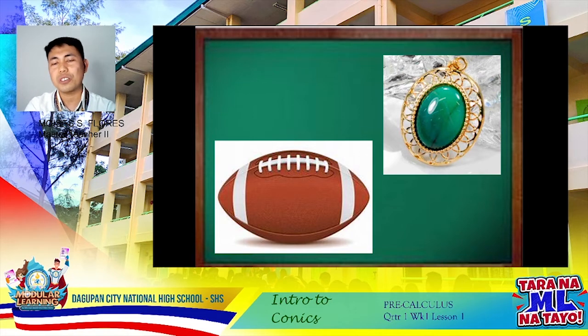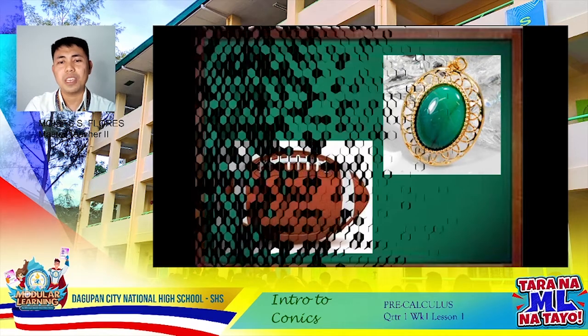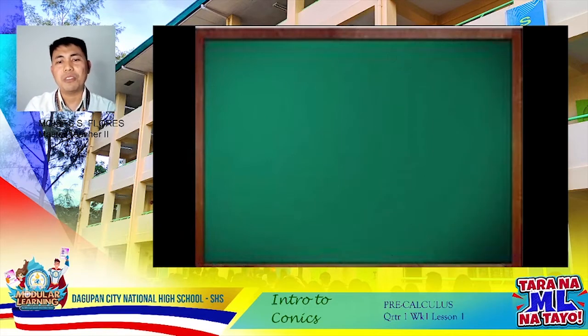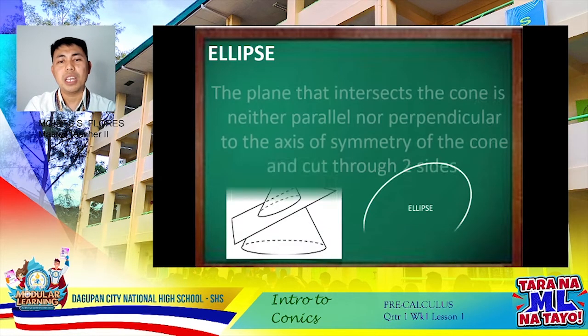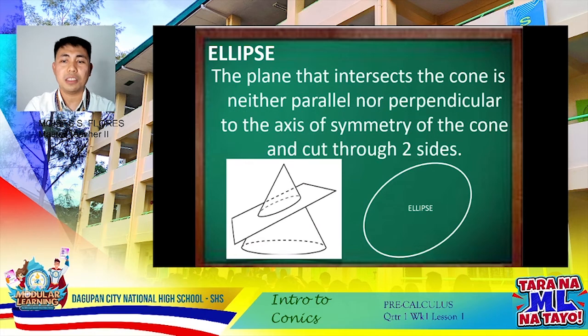Now, the question is, how does an ellipse form? Take a look at this. An ellipse is formed when the plane that intersects the cone is neither parallel nor perpendicular to the axis of symmetry of the cone and cuts through two sides. Take a look at that arrow. The tilted plane intersects only one cone to form a bounded curve. If we compare with the parabola a while ago, it is unbounded, but this time it is a bounded curve.